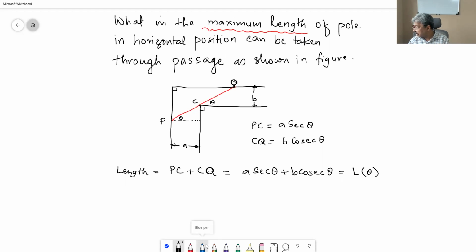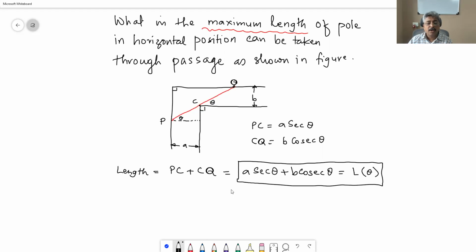Length of the pole depends on the angle theta. Therefore, independent variable is theta, dependent variable is L, B and A are constants. Now, from here, it is easy. You should start doing it from here and find out what is the optimum maximum length that we can carry. I give you a couple of more minutes just to deal with the differential calculus part of this problem.